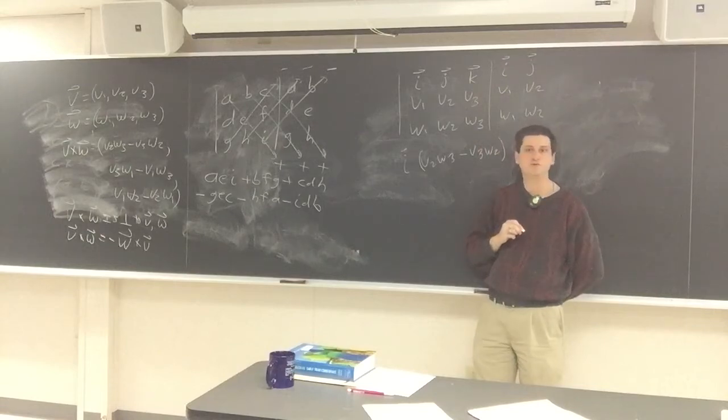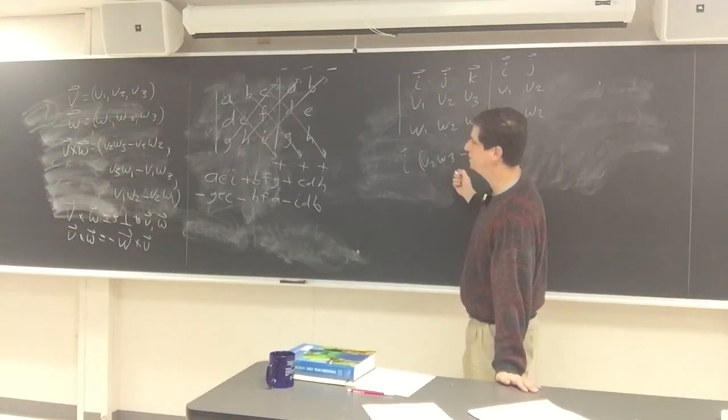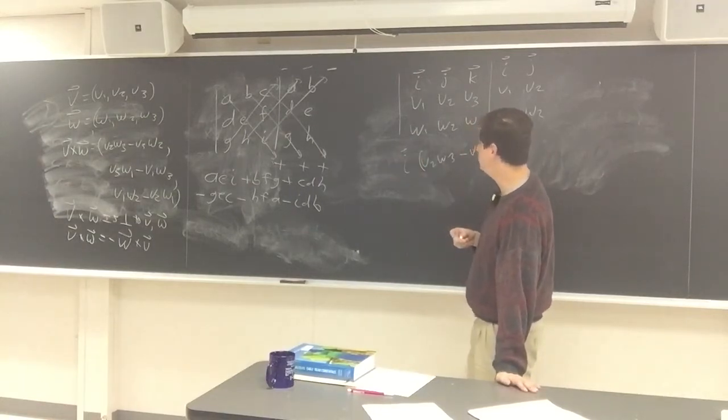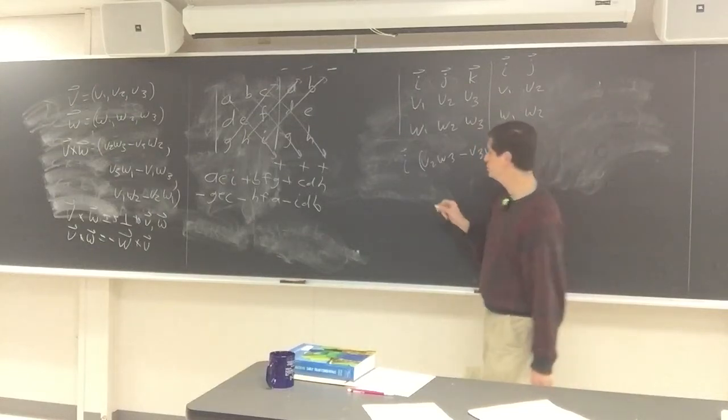So what I'm doing is rather than just writing out all the 6 terms, I'm just writing them, all the i's together, all the j's together, all the k's together. I'm just collecting the algebra. And lo and behold, look what we get. We get the first term, V2, W3 minus V3, W2. Now let's do the j term.